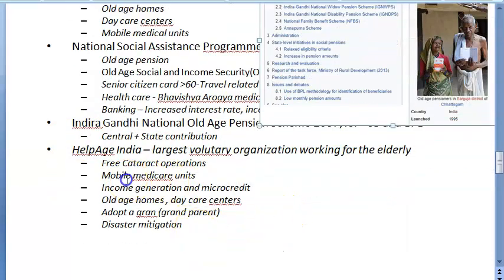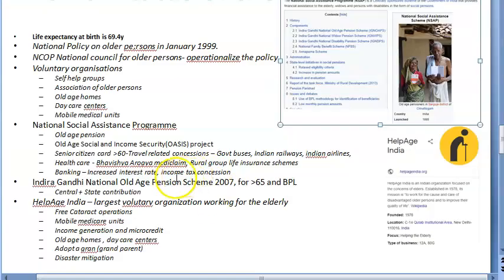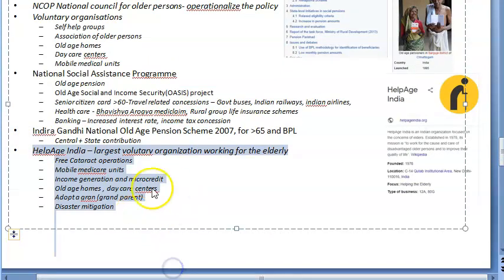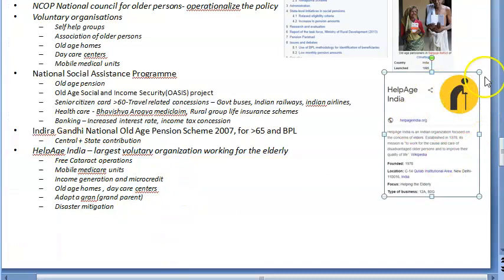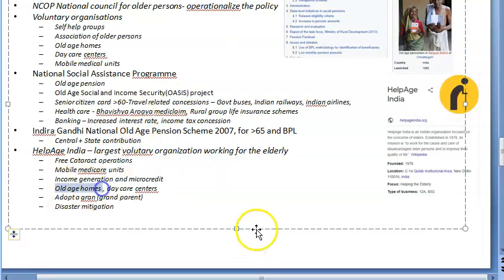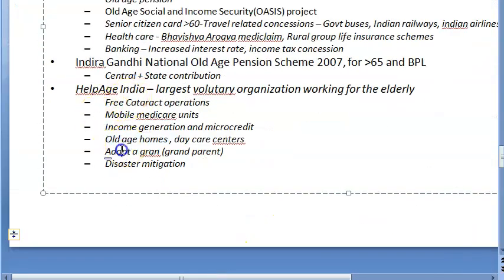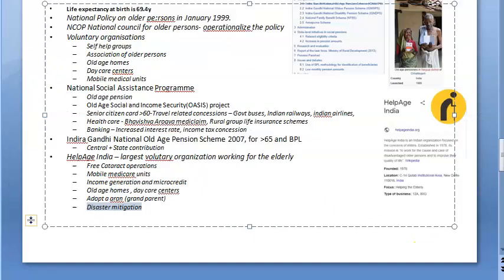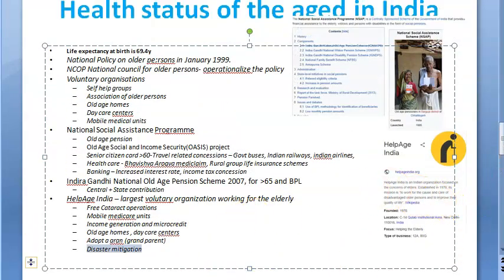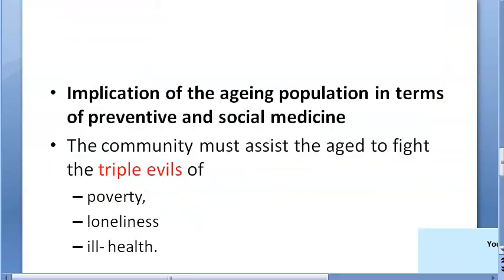Then lastly in India, you mention Help Age India. As we are moving on to the last thing here in this slide, health status of elderly in India. Help Age India is the largest voluntary organization for the elderly in India. Free cataract surgeries, mobile medicare units, income generation, micro credit they will give. Old age homes, daycare centers they have. Then you can adopt a grandparent. Disaster mitigation is a strange thing here under Help Age India. Is this disaster mitigation something to do with older people or just any disaster they are mitigating? Interesting. Let's move on, guys.